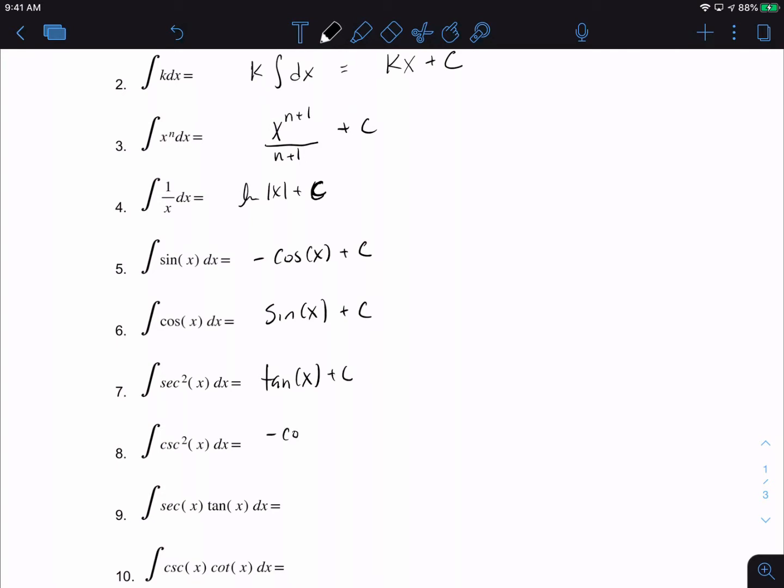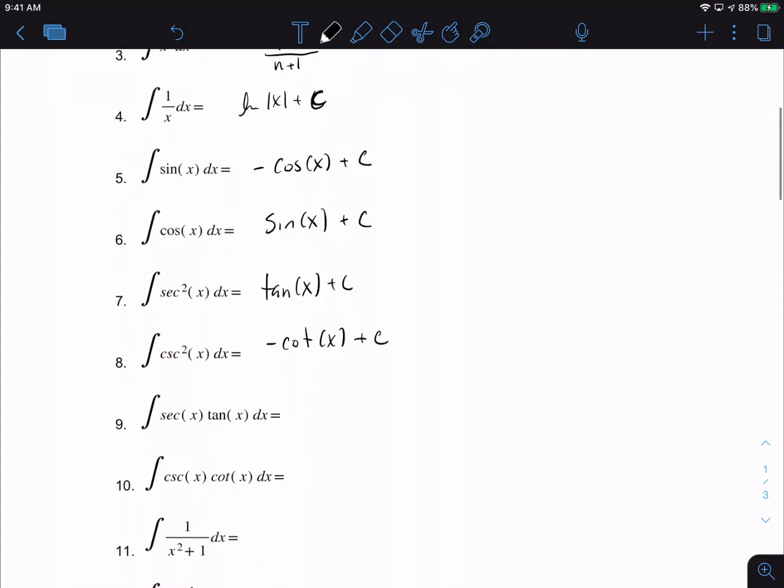Cosecant squared is a negative cotangent of x plus c. Secant tan, that's secant of x plus c, because the derivative of secant of x is secant tan. Cosecant cotangent is negative cosecant of x plus c. Now, something important for you to note: the integrals of sine, cosecant squared, and cosecant cotangent end up being the negatives. Cosecant, cotangent, cosecant squared, and sine.